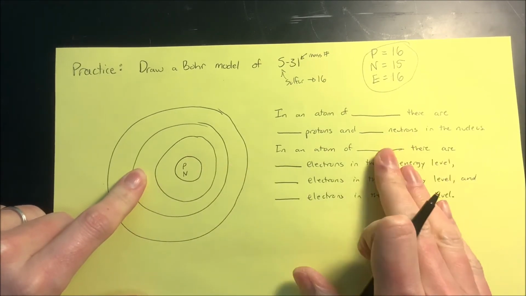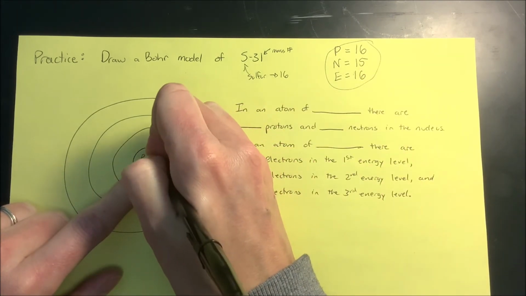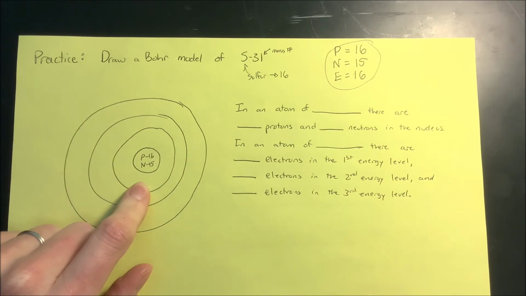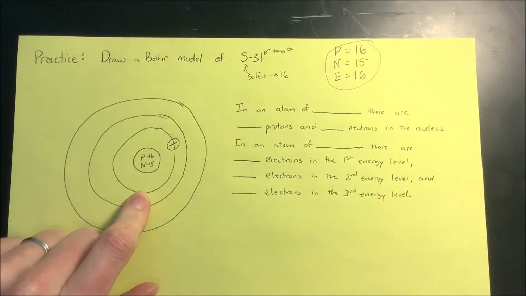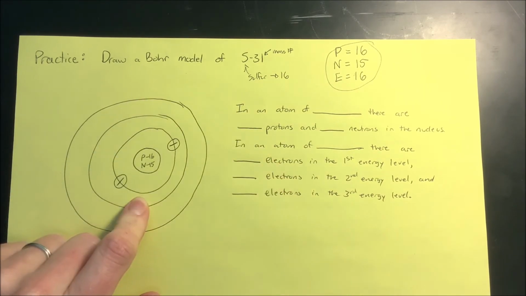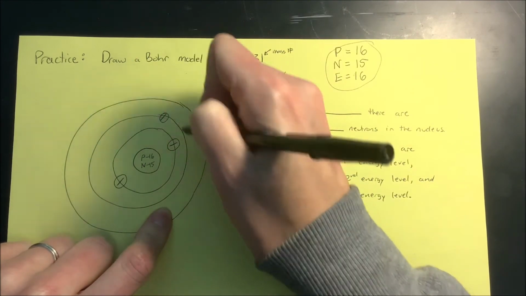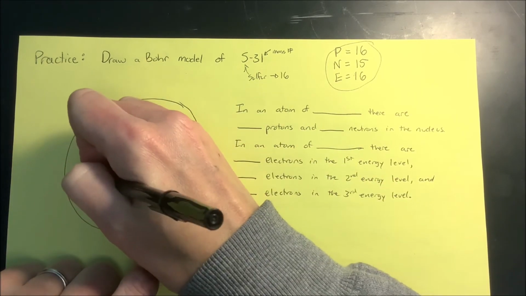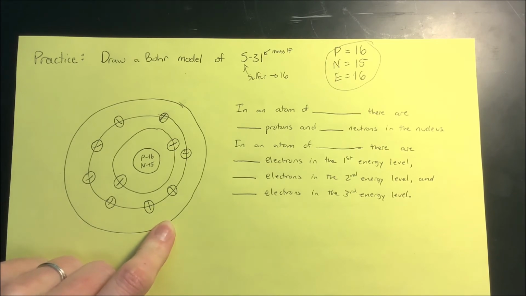Okay, now we have some questions in the practice that look like this, so you'll get to see what that looks like too. So my protons and my neutrons go in the middle, so I'm just going to write 16 and 15 here, because the Bohr model is more about where the electrons are than anything else. And now I'm going to draw my 16 electrons. Okay, now remember, I can only put 2 on the first level, so there's 2 of my 16. And the next level can hold 8, so I'm going to count from 2 though. So this is 3, 4, 5, 6, 7, 8, 9, 10. So there's my 10 electrons right there.